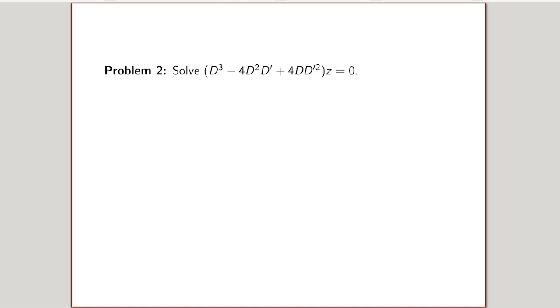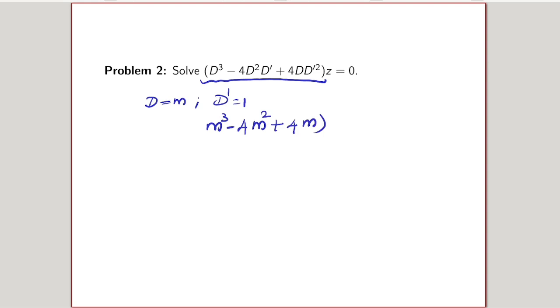(D³ − 4D²D' + 4DD'²)z = 0. The auxiliary equation is nothing but replacing D with m and D' with 1. So the first term will come as m³. The second term will be 4m² into 1. So our auxiliary equation is m³ − 4m² + 4m = 0.